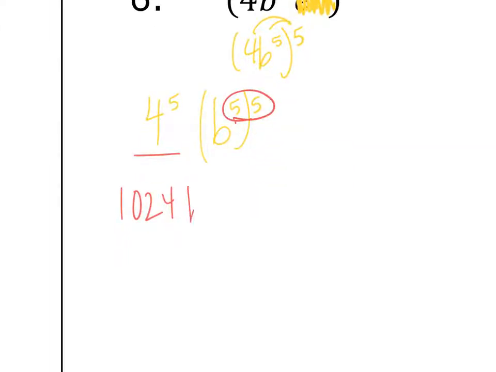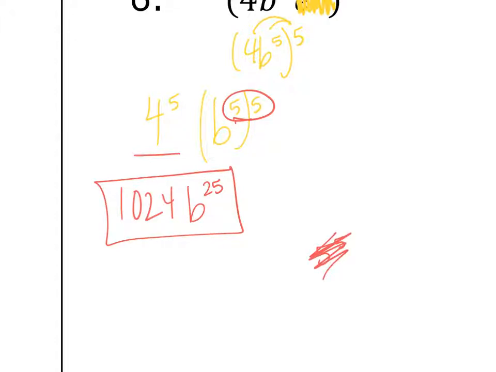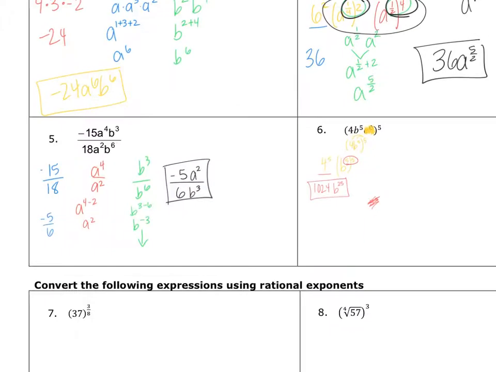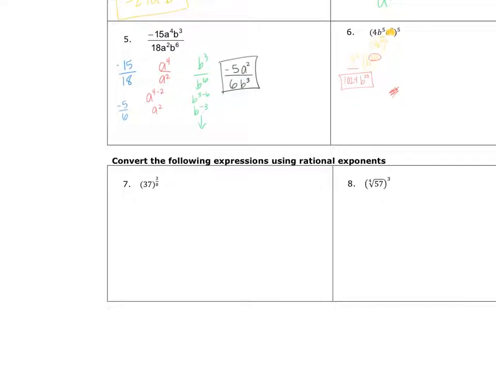Exponents that are right on top of each other, we multiply. So 5 times 5 is 25. And notice that's not 5 to the little 5. We don't do that when we distribute. When we distribute a power to a power, we multiply.